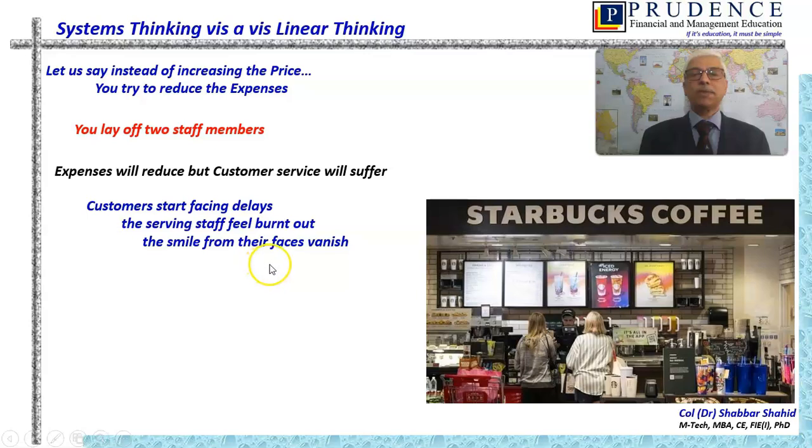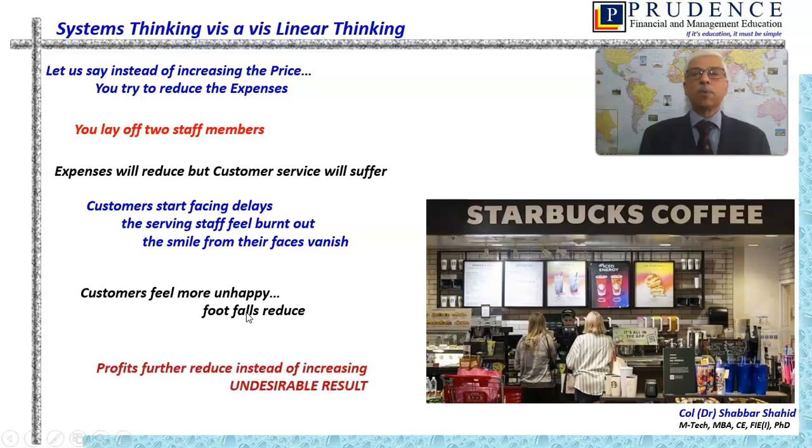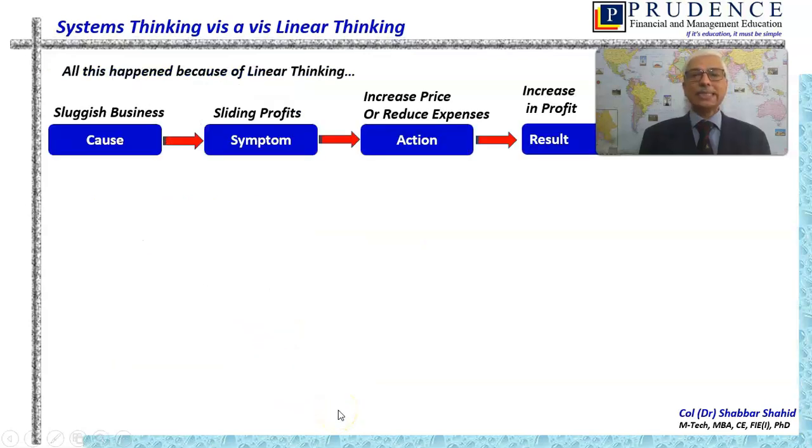The smile from their faces will vanish. They will feel overburdened. And looking at the grumpy faces of that staff, the customers will feel more unhappy. The footfall will further reduce. The profits will further reduce instead of increasing. So again, an undesirable result. Why is this happening? Because your thinking was linear. You were just thinking of the profit.